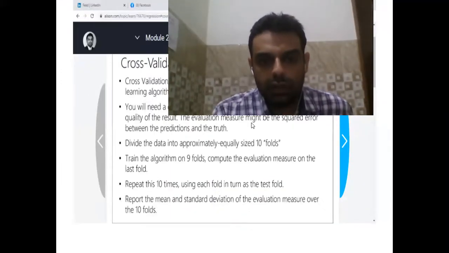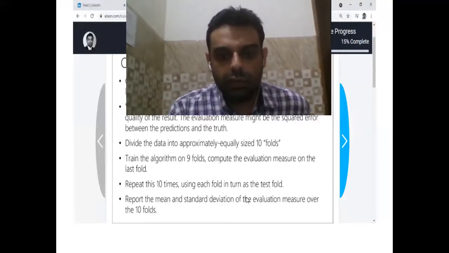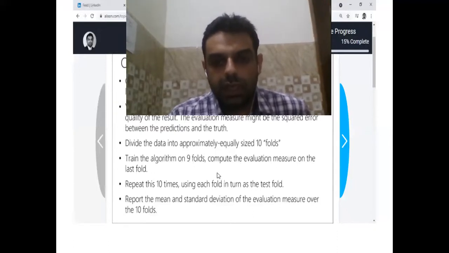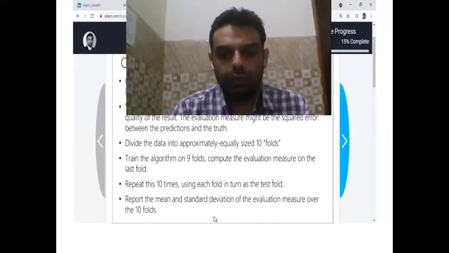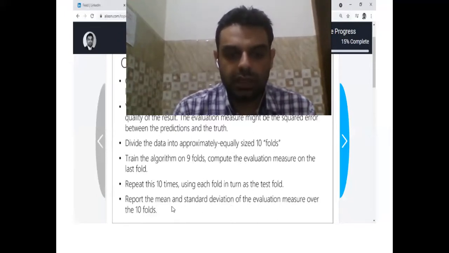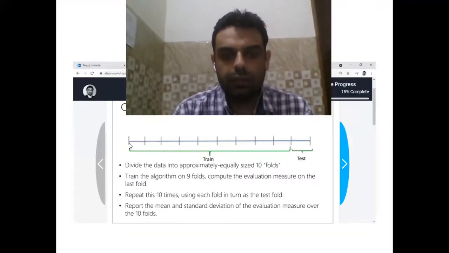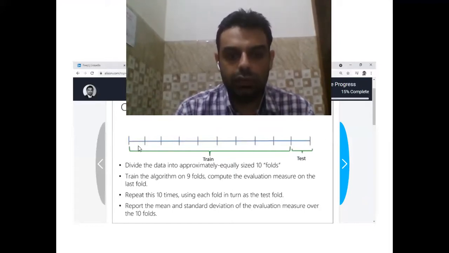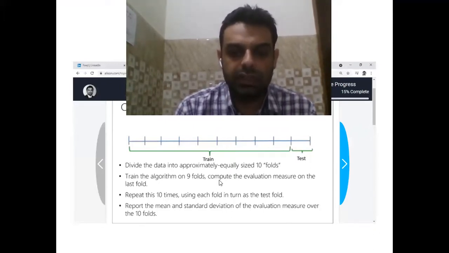Now we'll talk about cross validation. In cross validation, we make 10 equal size folds. We choose 9 training folds and one of them is a test fold. We keep on moving the test fold. We measure mean and standard deviation. So we divide the entire data set into 10 folds: 1, 2, 3, 4, 5, 6, 7, 8, 9, 10. We can choose a different number for these folds as well, like 5, 7, 8, but generally it is 10 fold.